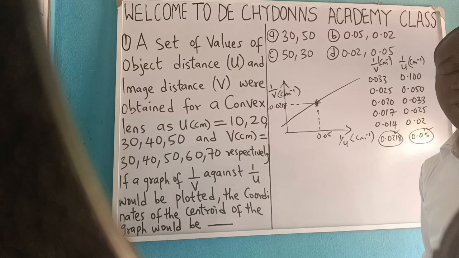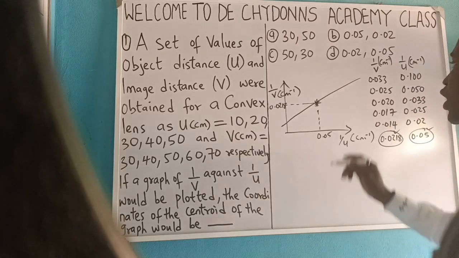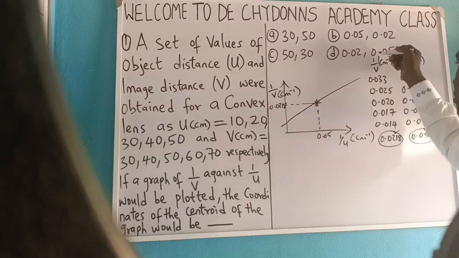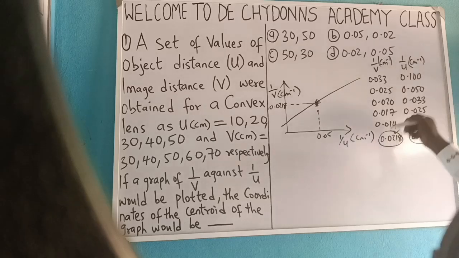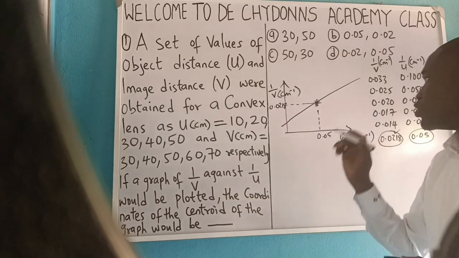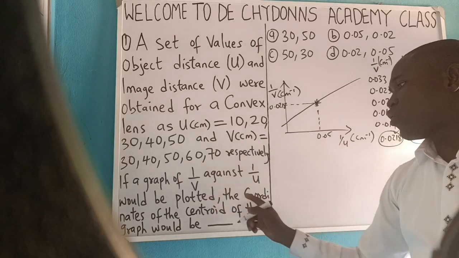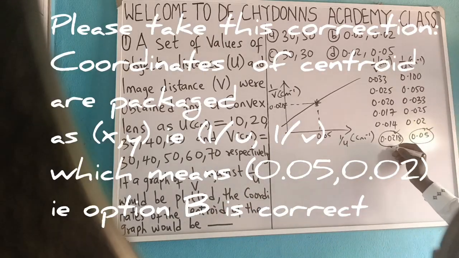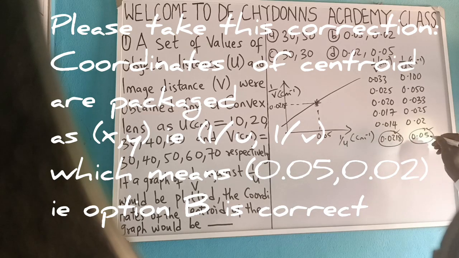Line of best fit is wrong. Yes, it must pass through the what? The mean of the vertical and the mean of the horizontal. I don't know if you get it. So they said, what are the coordinates of the centroid? This is the centroid. The coordinate is 0.02 and 0.05.